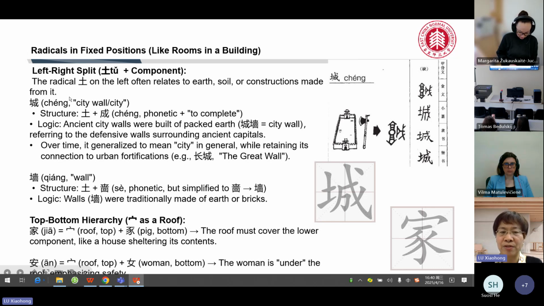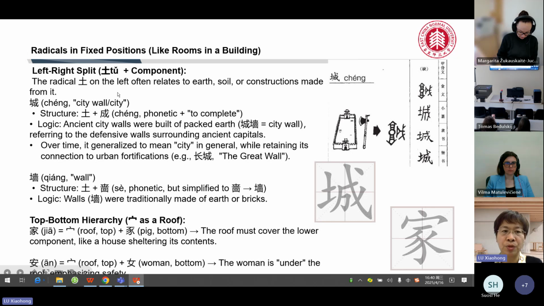Usually, we have several fixed positions. We have, like, left-right split. That is to say, you write from the left part and then to the right part. So you write the left part first. Now, for example, here we have this left-right split with the 土 plus another component.